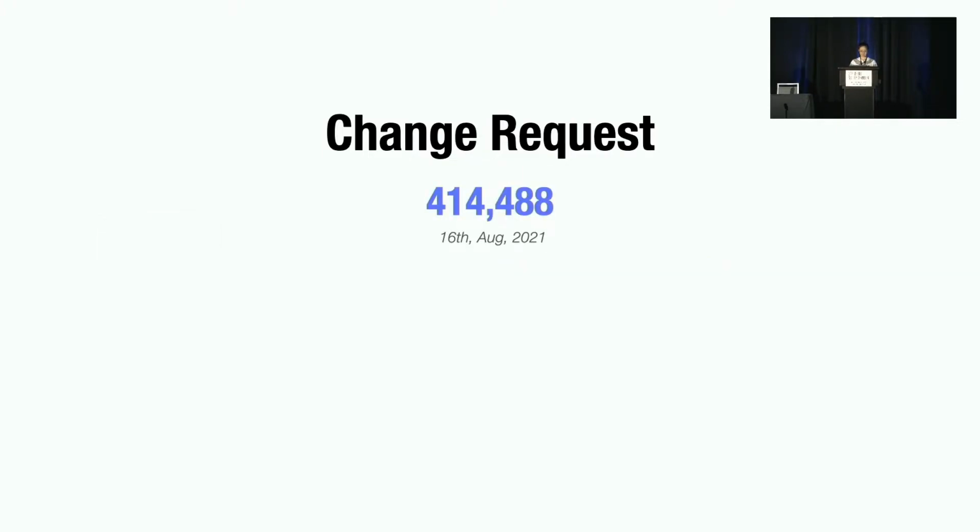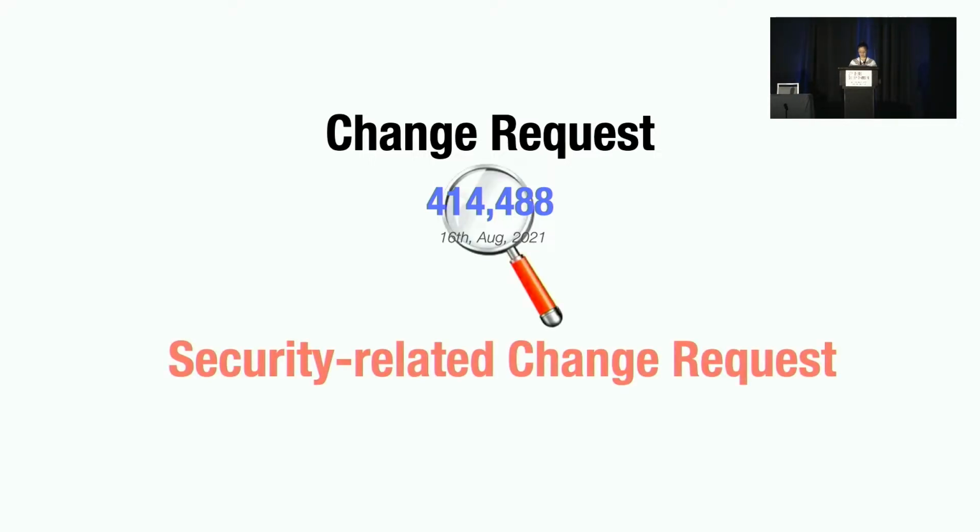3GPP has more than 400,000 CRs. Not all are related to security. Some of them are proposed to add or delete functions. Some of them are used to make editorial modifications. So we need to identify the security-related ones, the SRCRs, first.